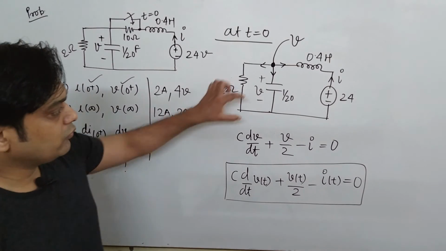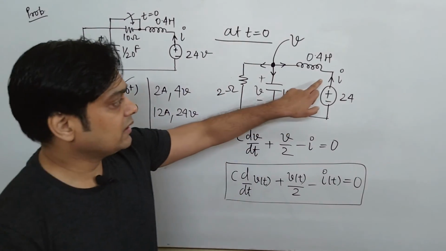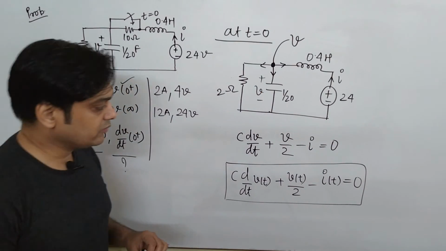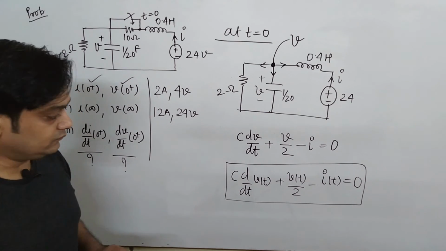Why? Because this V is the voltage across this capacitor and it is a time varying voltage. Similarly, the current across the inductor is a time varying current. So you can say that it is I(t). So yes, you can write in this manner.